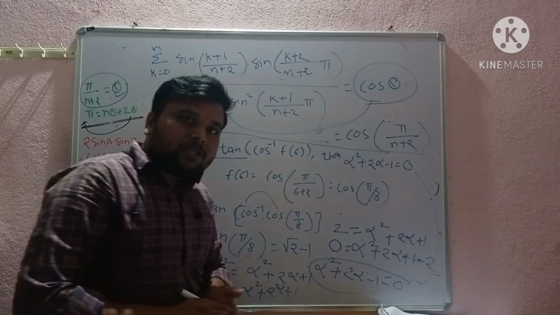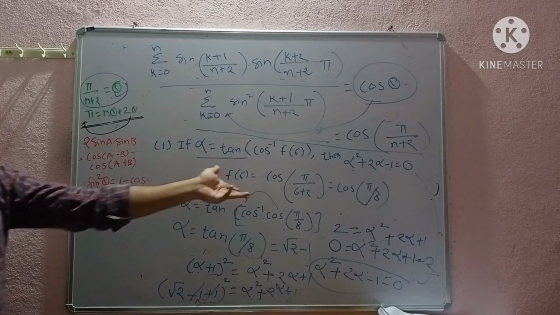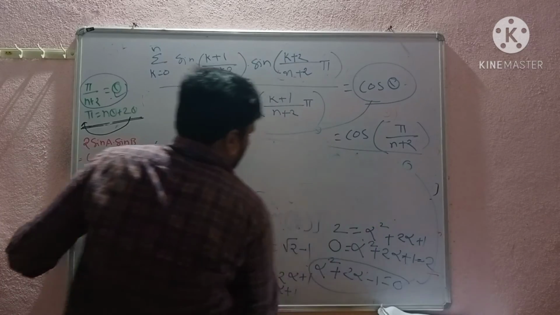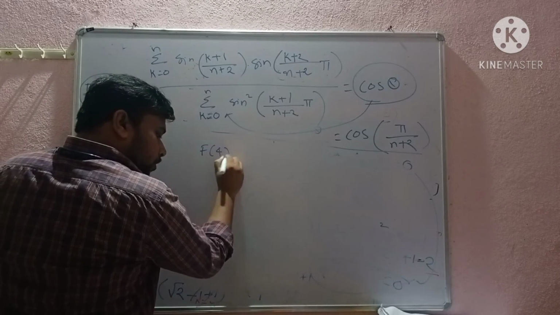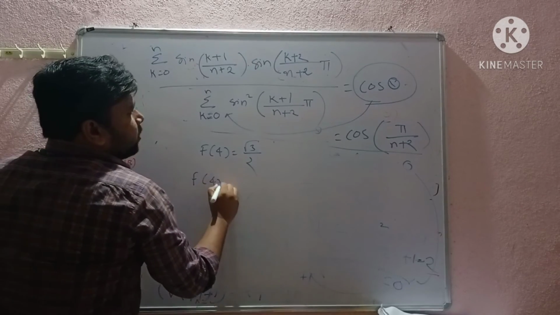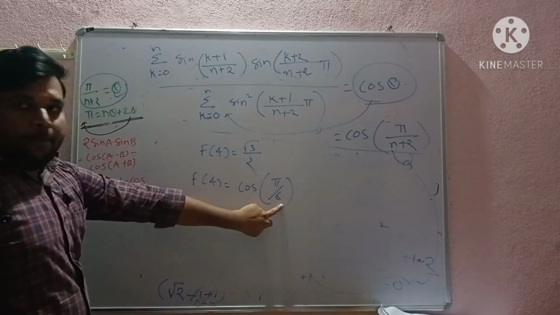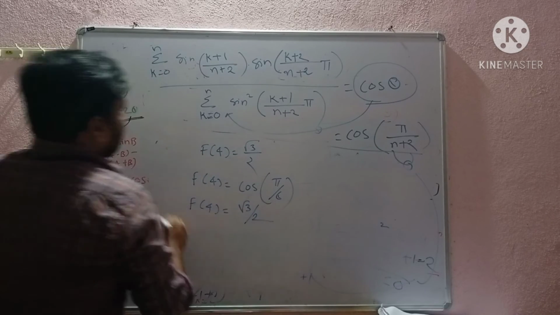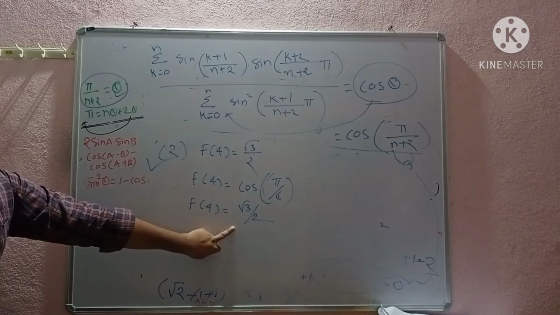Okay, now let's see option number 2. What I am saying is that you have to just understand the requirements. After that you can solve easily. This is an example of understanding the equations. So we will look at option number 2. What does option number 2 tell? f of 4 is equal to root 3 upon 2. Now put the value 4 in f of 4, which is cos of pi upon (4 plus 2), that is cos pi upon 6. So what is the value of f of 4? Cos pi by 6 is equal to root 3 by 2. We know cos pi by 6 is equal to root 3 by 2. That's why option number 2 is also correct.